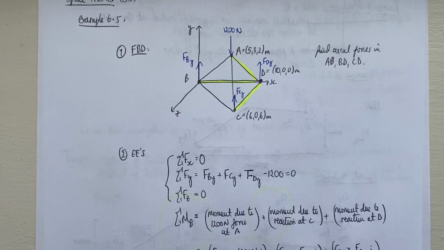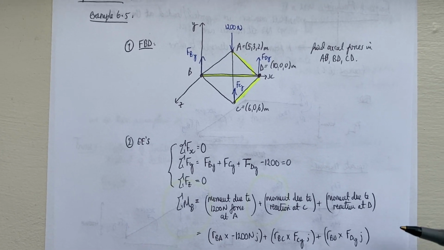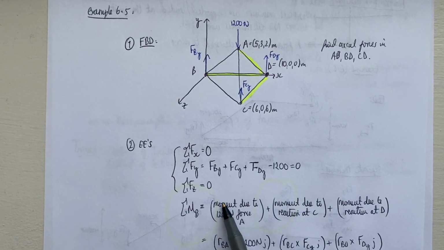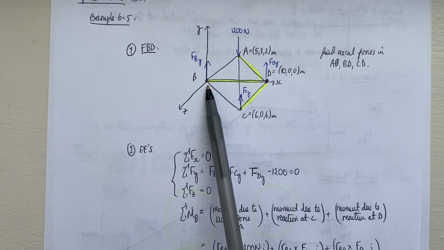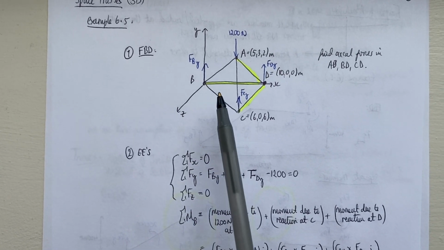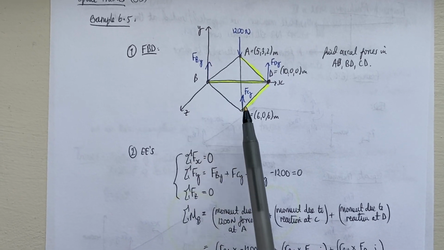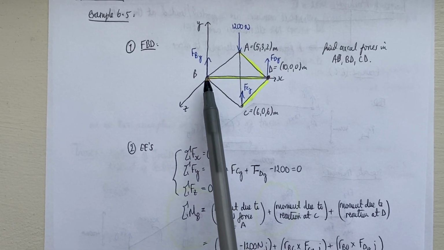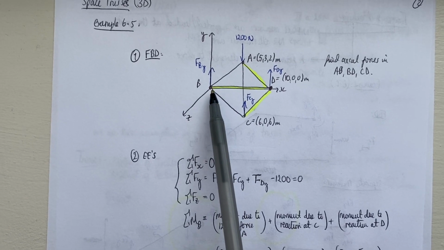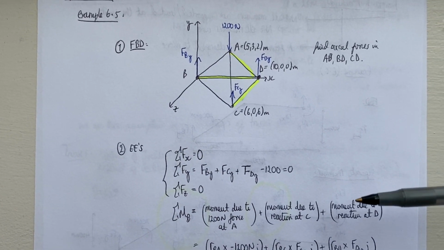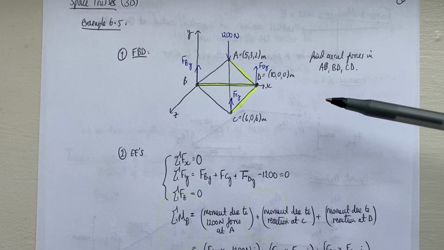So because it's a 3D problem, I need to find my 6 equilibrium equations again, right? So if I'm summing moments about B, I've chosen B not because it eliminates any more forces than any of the others, but because it's located at the origin, and therefore all of my position vectors are with respect to the origin, so that just makes the maths a little bit easier for the position vectors.